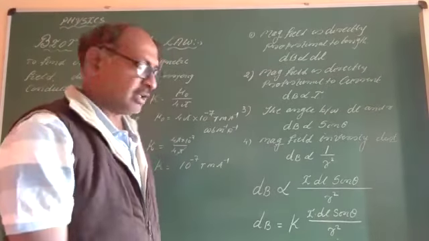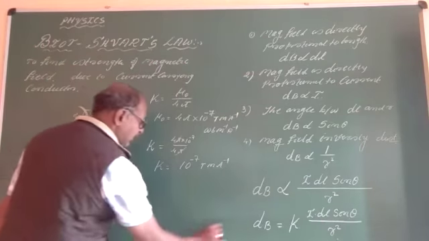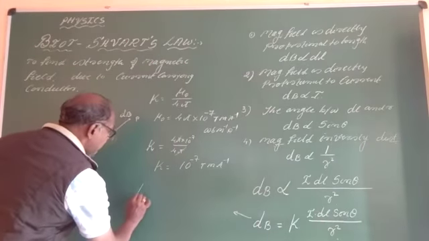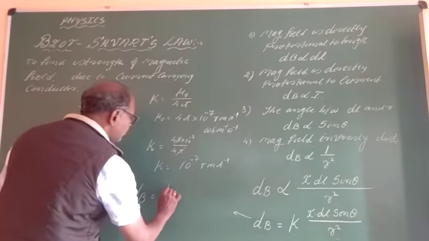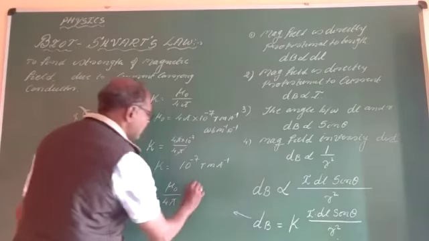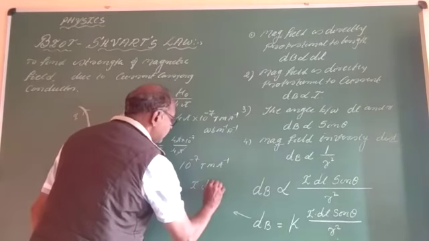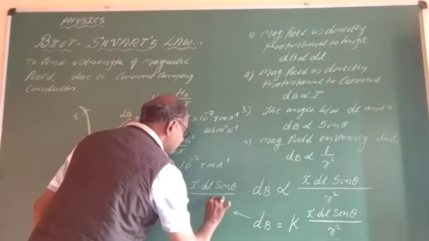So we can write this entire thing in another way as dB is equal to mu naught divided by 4 pi into I dl sine theta divided by R square.